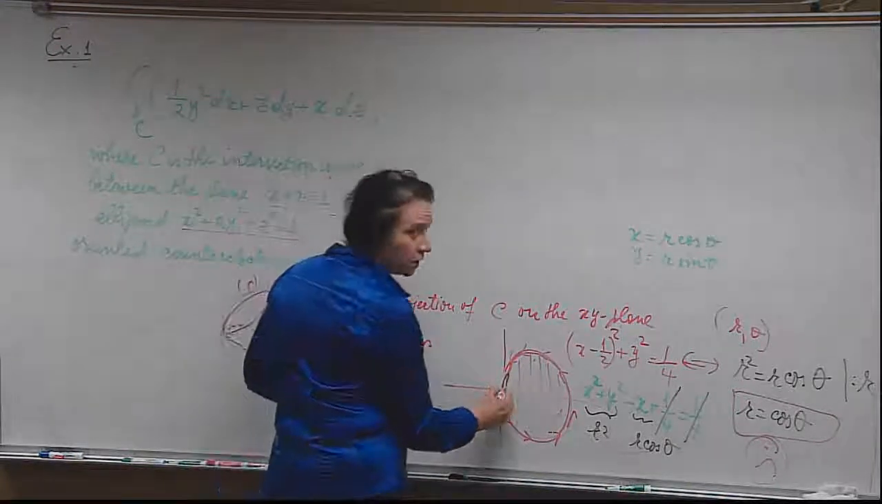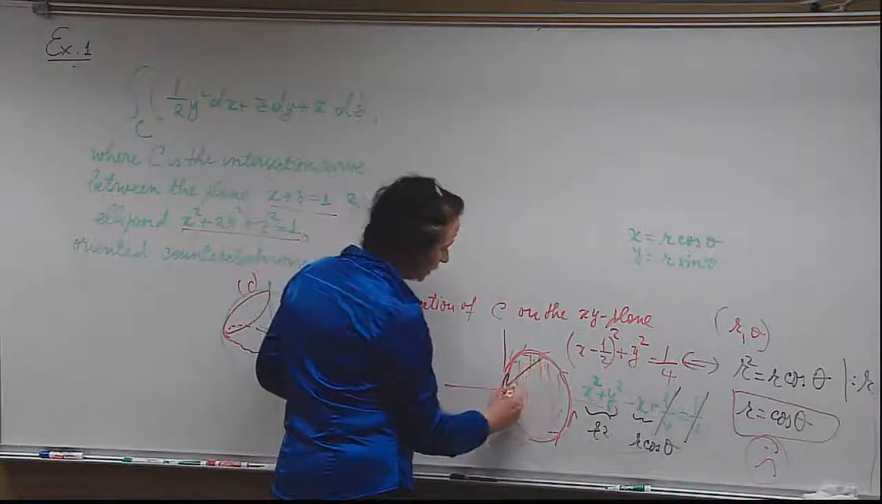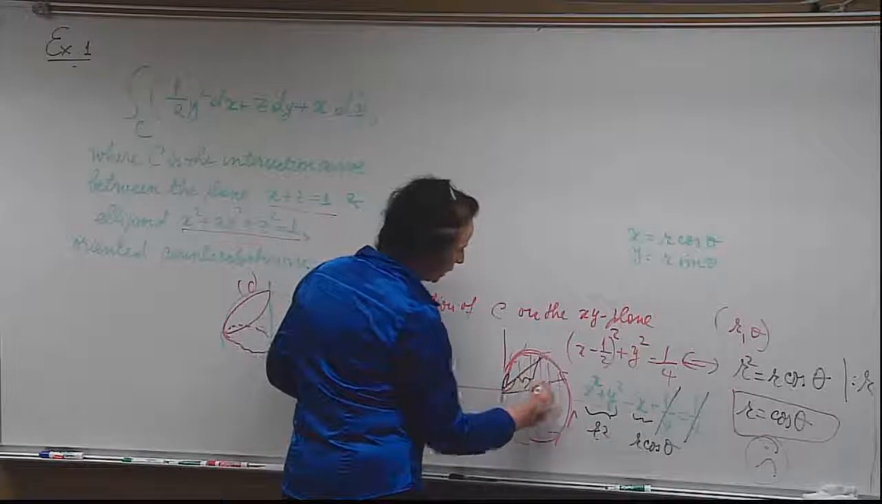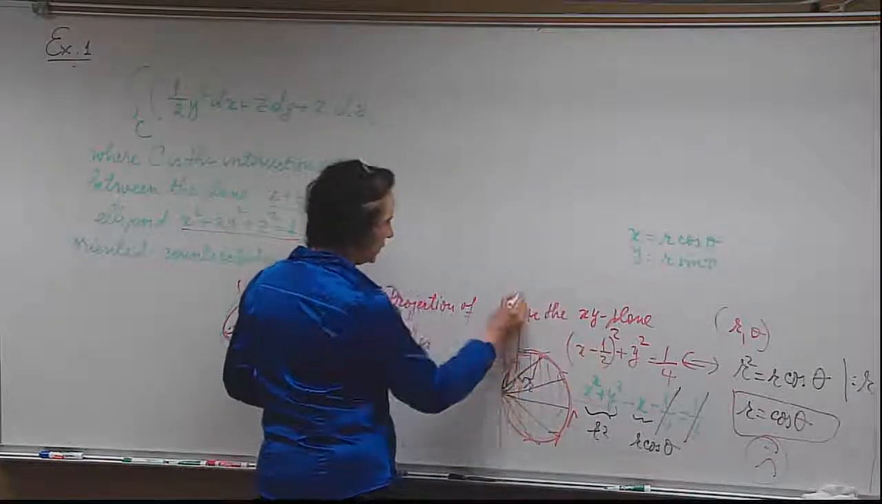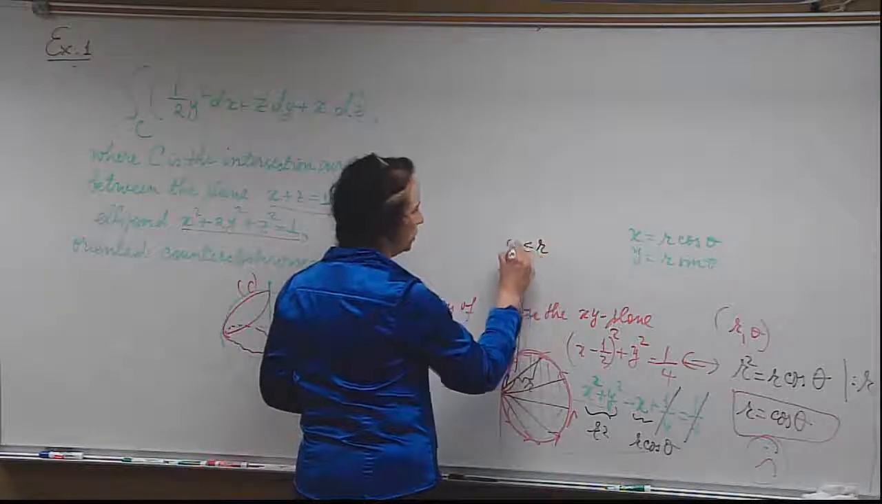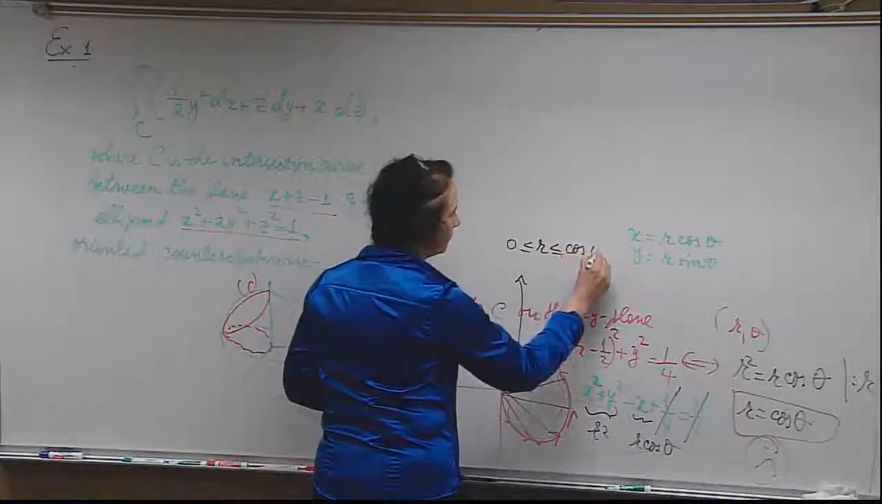We have an r that starts at the origin, and that's the r. How far does r go? For the domain inside, r goes between 0 and cosine theta.